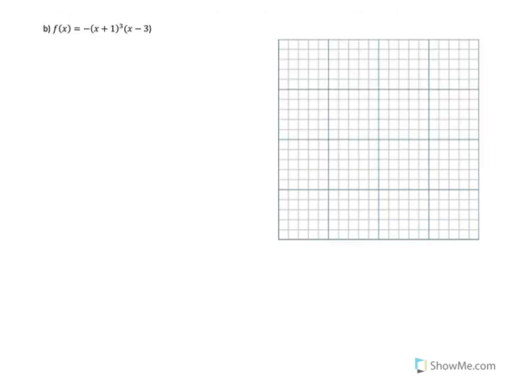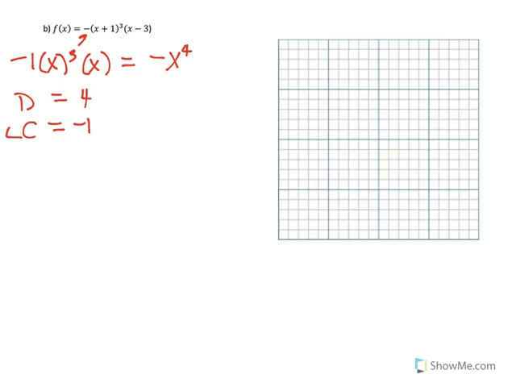Alright, last one. So let's find our first term. We have negative 1 in the front times x to the power of 3 times x. So we have negative x to the power of 4 as our first term. So our degree is 4, our leading coefficient is negative 1, so it is going down and it's even, something like that. So we're going quadrant 3 to quadrant 4.